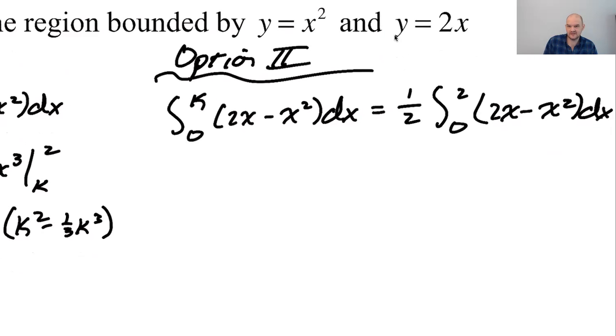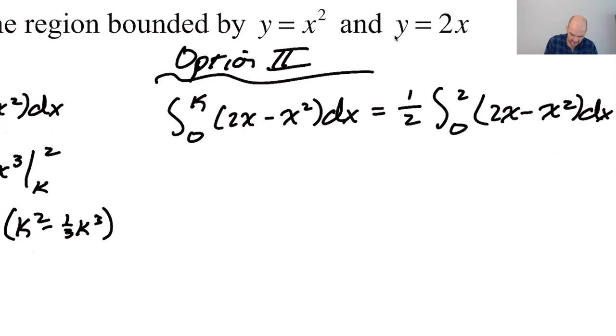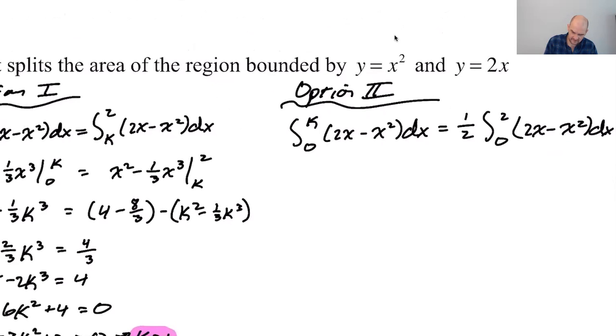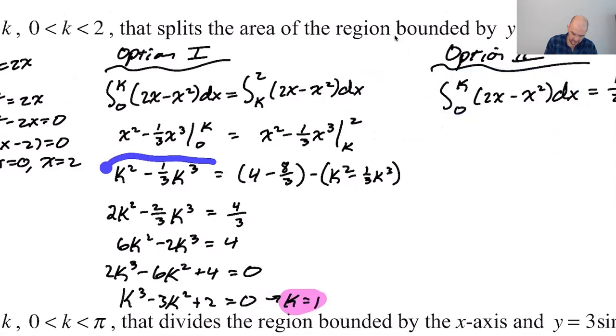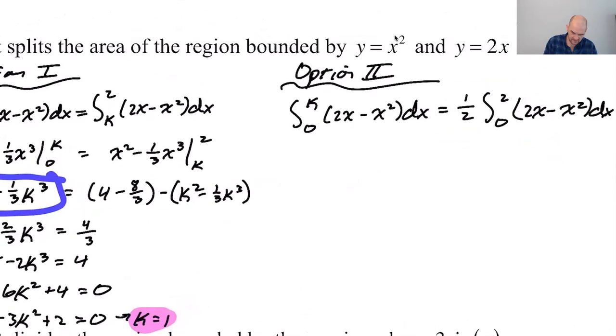And now the question is, do I want to do this? I definitely don't, but I actually already know this one. Let's just borrow this answer from here, right? So that's k squared minus 1/3 k cubed.